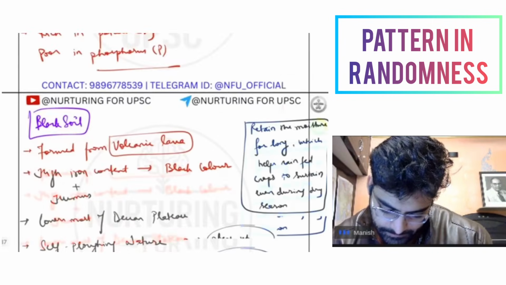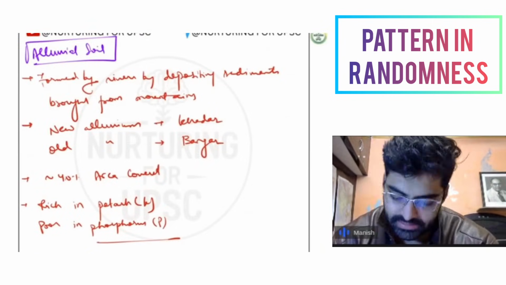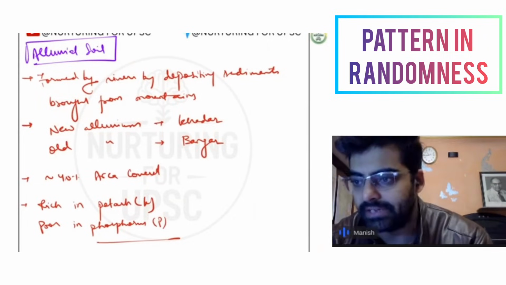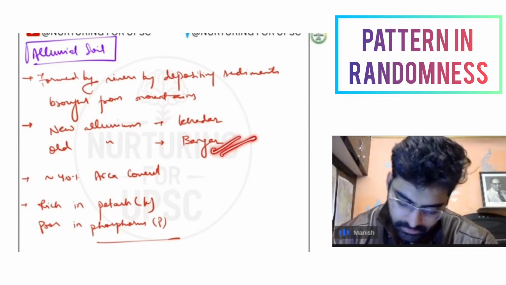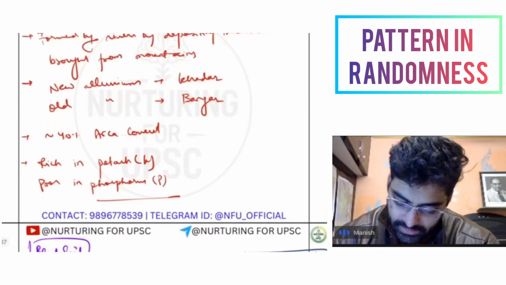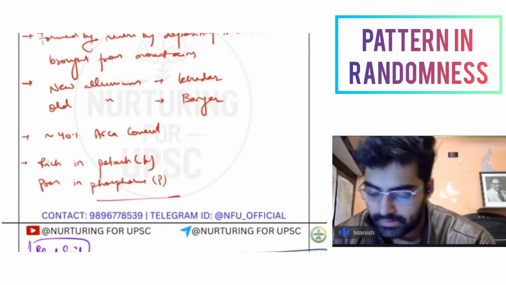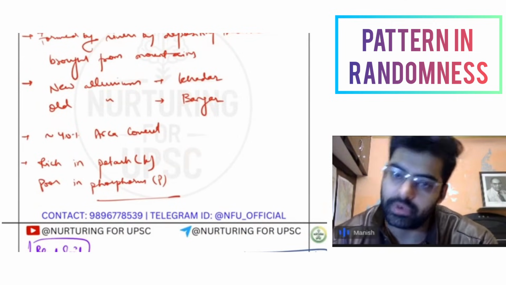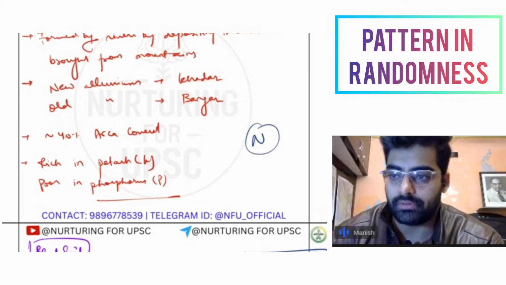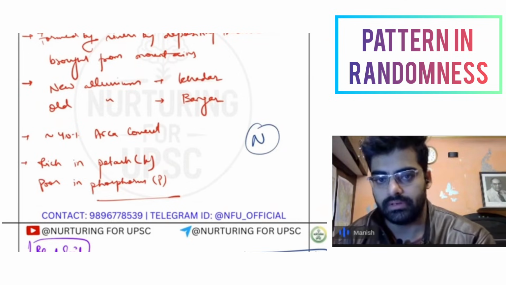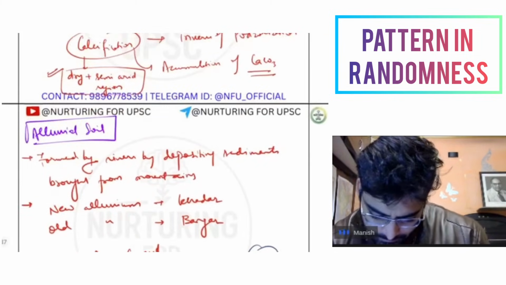Right. And if we talk about the types, we have Khadar and Bangar. Khadar is the new alluvium which gets deposited each and every year by rivers, and when it becomes old, it becomes Bangar. It is 40% of the area, and it is rich in potash and poor in phosphorus. You should learn this property. And one trick is that every soil of India is poor in nitrogen. That's why we use a lot of nitrogen fertilizer, and we will see how fertilizer subsidy is given later.